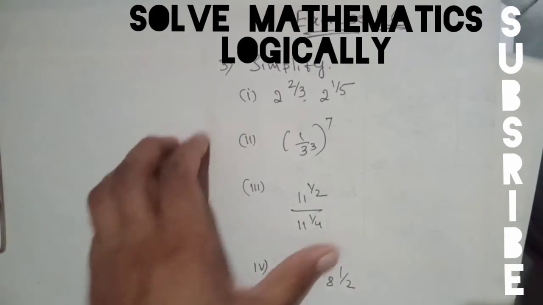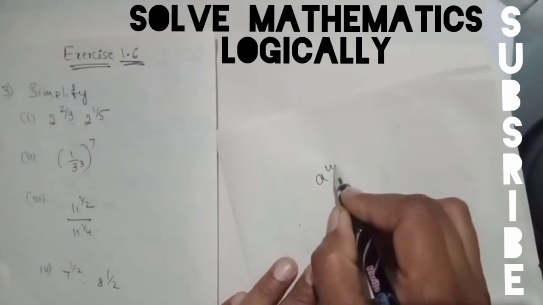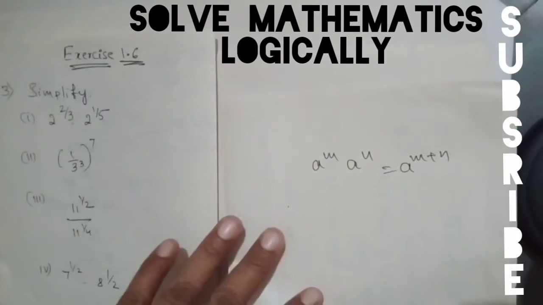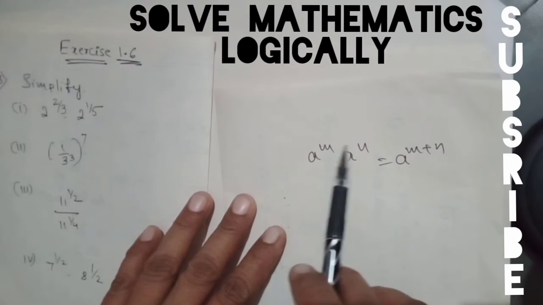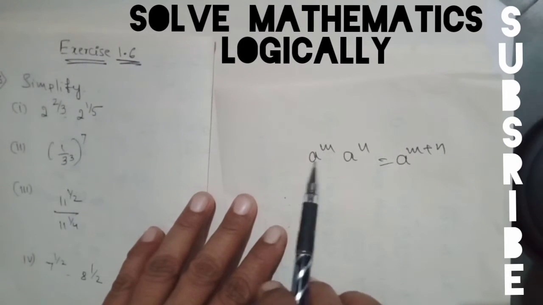So if you have the basic idea, then it's good. Otherwise, I'll explain in short. Suppose a raised to m into a raised to n is equal to a raised to m plus n. Often your teacher says this. What is the meaning of this? Suppose you have two numbers with different powers. Observe this: the powers are different but the bases are same.